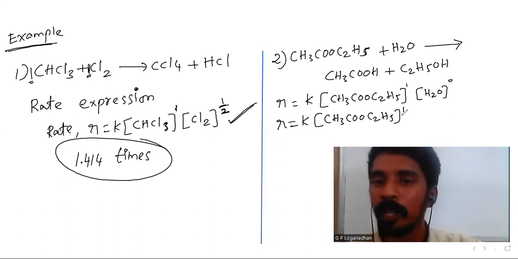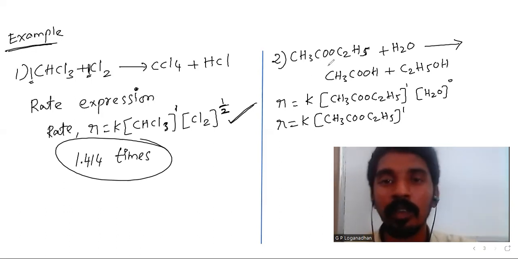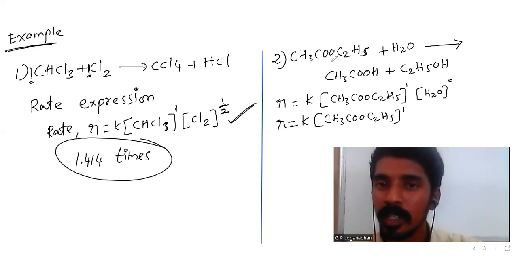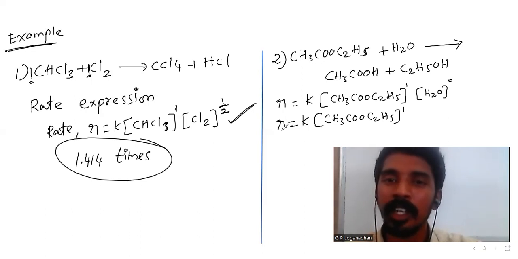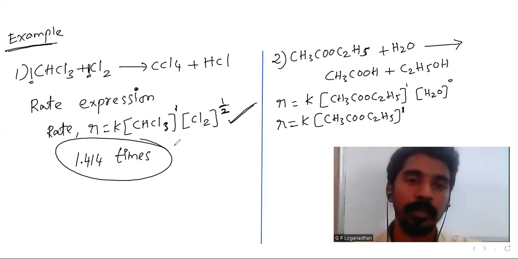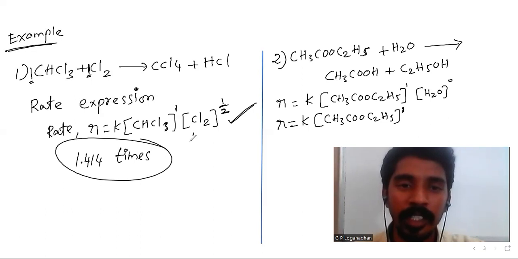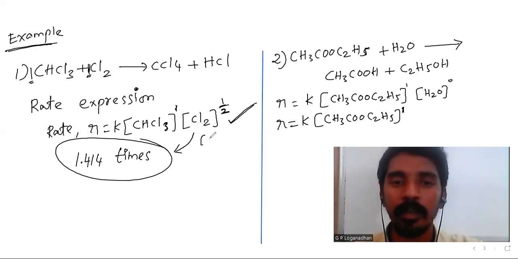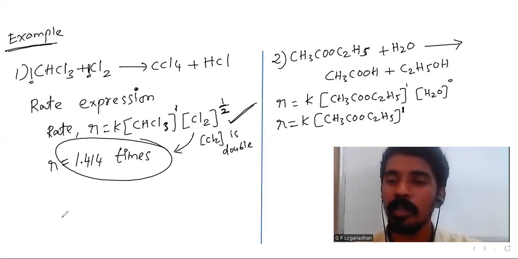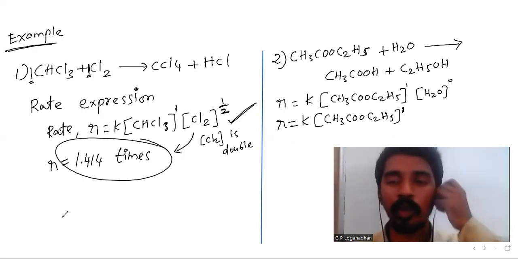That is to the power 1. It means that when the concentration of CH3COOC2H5 is doubled, the rate of the reaction is also doubled. If the concentration of the ester is tripled, then the rate of the reaction also will be tripled. That is why the power is 1. Understand? In the case of Cl2, if the Cl2 concentration is doubled, then the rate of the reaction will increase by 1.414 times the previous one. It means that you take the square root of 2.